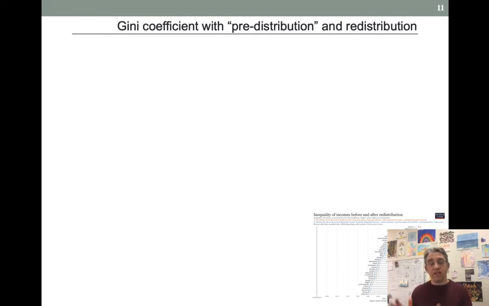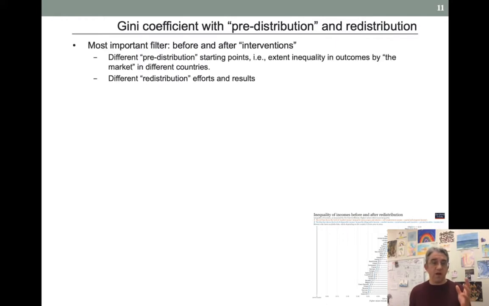Redistribution you've probably heard, that's pretty common, but pre-distribution comes from a reading I'll take a look at in part 2 of this 3-part series. So let's begin here. I think this is the most important filter. You want to think about before and after interventions in the marketplace. You can have very different pre-distribution starting points. That's the extent to which there's inequality in the outcomes generated by the market in different places. And then you also have different redistribution efforts and results. That's really after the market has done its work.